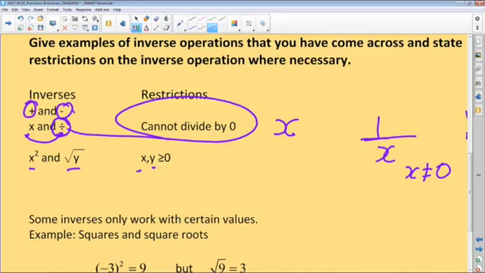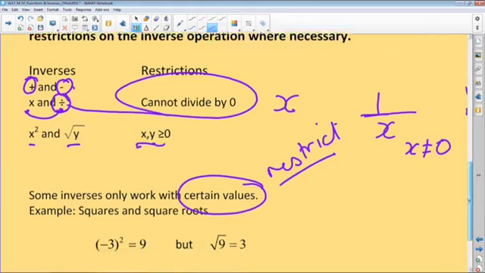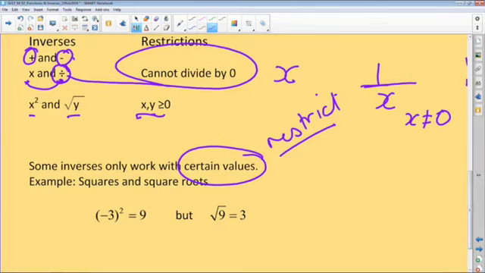Now, if you think about it, the reason for this is, strictly speaking, squares and square roots are not really inverses of each other unless we restrict it. So some inverses will only work with certain values. In other words, we have to restrict what we allow those values to be. And you see here that I've made a mention, x and y have to be greater than 0 when we're dealing with numbers that are squared and then square rooted.